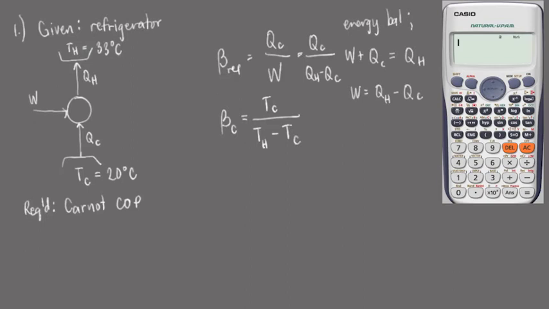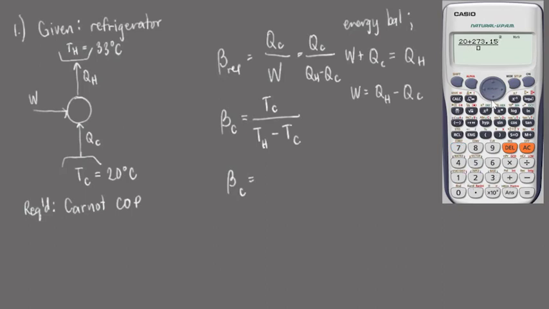All we have to do is simply substitute the temperatures into this equation. However, you have to be careful because this equation will only accept absolute temperatures. If you're given temperatures in degrees Celsius, you have to convert them to Kelvin. Substituting, in the numerator, our TC is 20 degrees Celsius plus 273.15 to make it Kelvin.